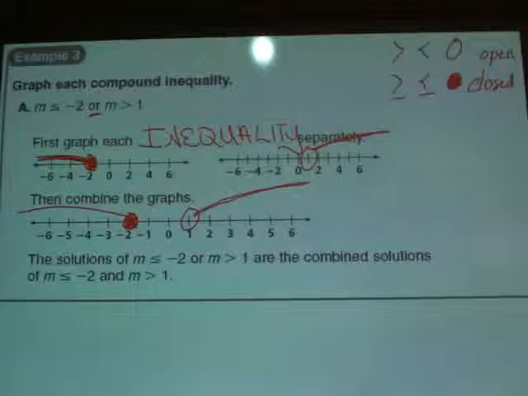The other type of compound inequality uses the word and. And when we have an and question, we're looking for places where those shadings or markings, depending on what type of situation we have, are actually overlapping each other. And that's going to be the solutions to those compound inequalities.